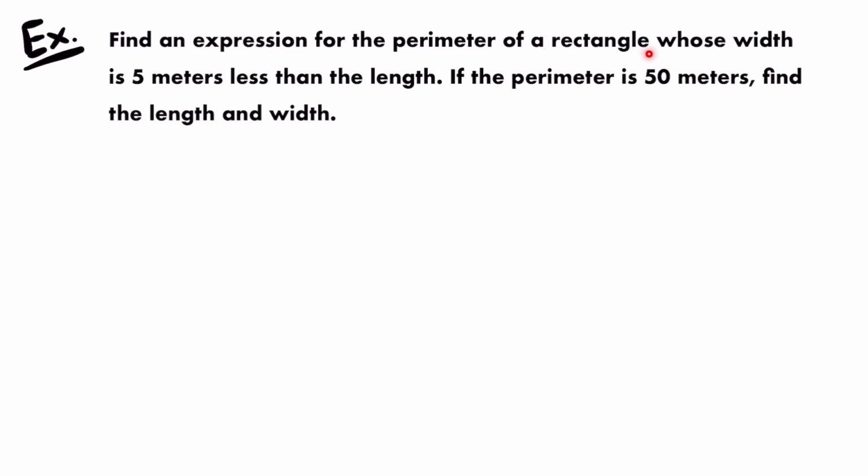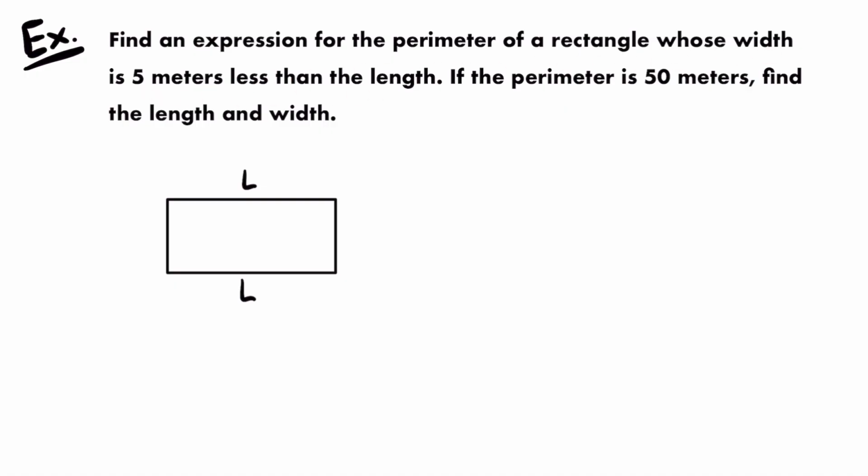This time we're working with a rectangle. So let's draw a rectangle that will look something like this. And what do we know about the length and width of this rectangle? Well, we know that the width is 5 meters less than the length. So we don't know what the length is, but we can just represent that with L. In each case, the length would be the longer side. But then the width, these two sides, are going to be 5 meters less than that length.